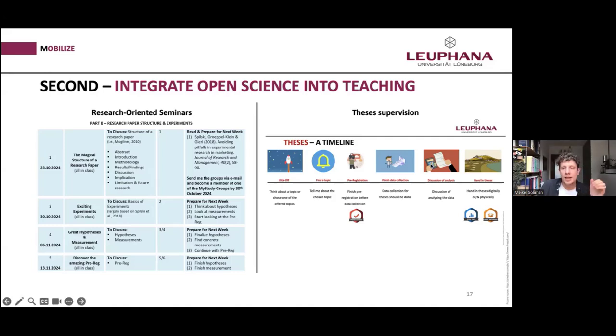And then they collect the data, they analyze the data. In case they have questions, they can come to me, and then we will discuss those questions. And then they have to hand in their thesis, write the report, and then also hand in their data as well as the materials that they used in their study. So basically, the whole process of writing a thesis can be implemented particularly in line with the open science practices.